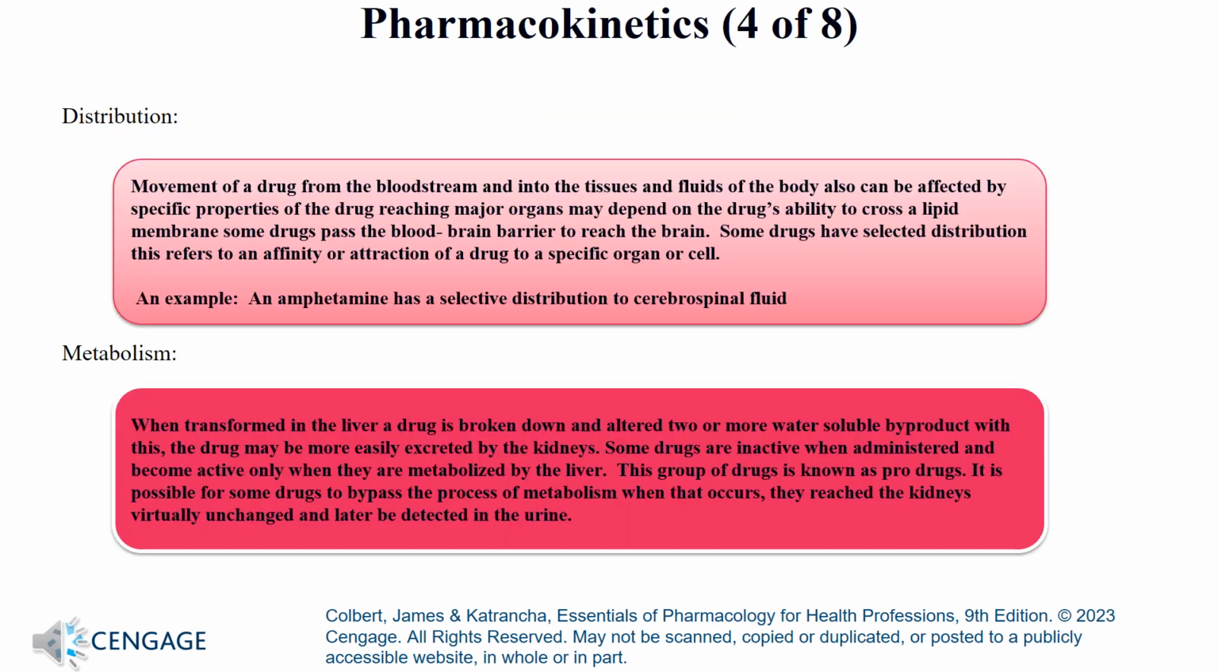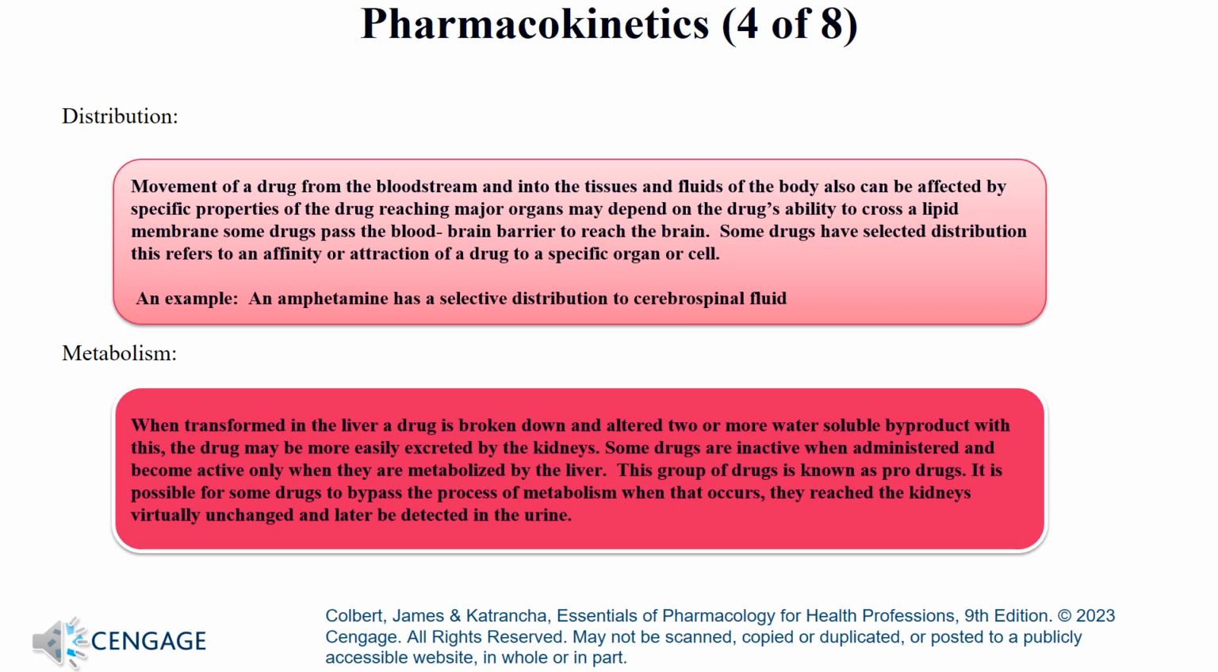Alright, so we're going to take a look at distribution. Distribution refers to the movement of the drug from the bloodstream into the tissues and fluids of the body. That can also be affected by specific properties of the drug reaching the major organs, and it may depend on the drug's ability to cross a lipid membrane. Some drugs have the ability to pass the blood-brain barrier to reach the brain. Some drugs have selective distribution, which refers to the ability or attraction of a drug to a specific organ or cell.